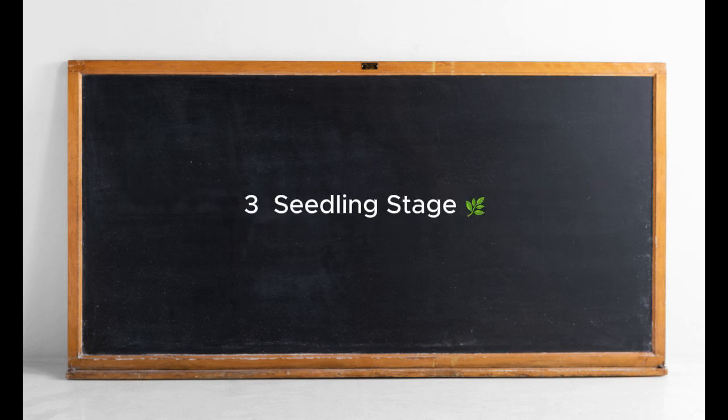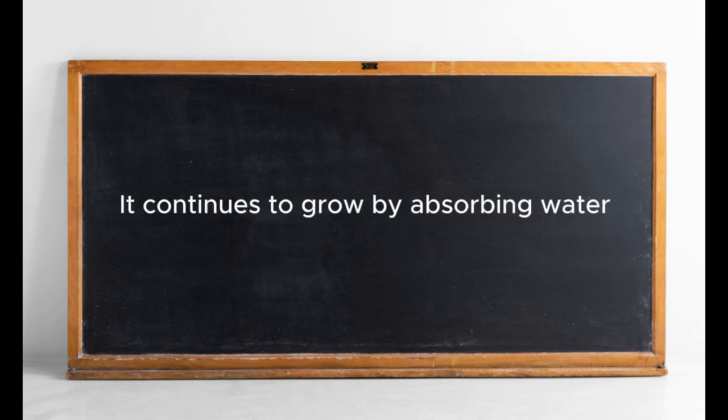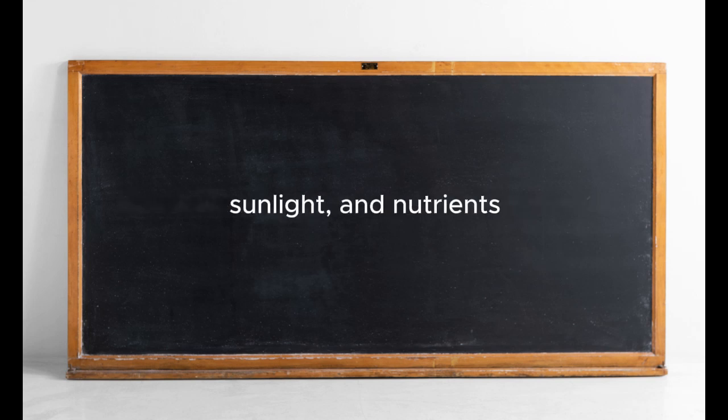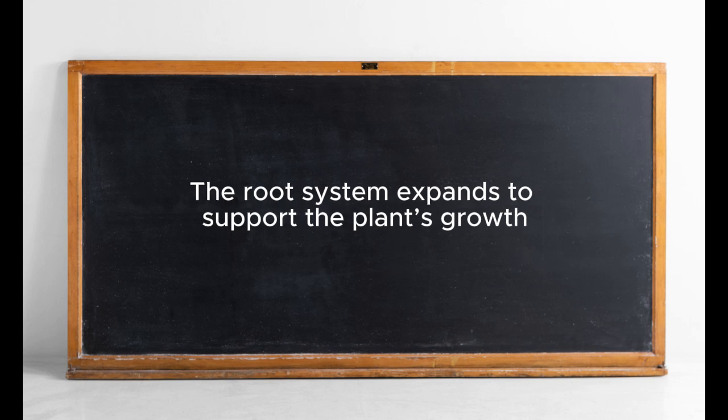3. Seedling stage. The young plant, called a seedling, develops its first true leaves. It continues to grow by absorbing water, sunlight, and nutrients. The root system expands to support the plant's growth.